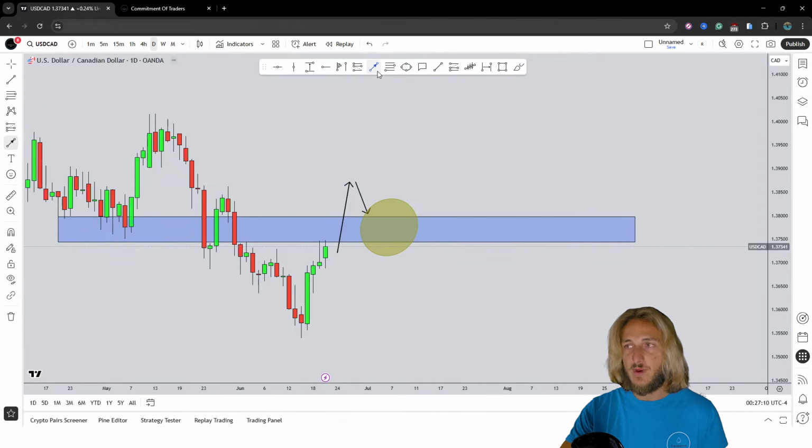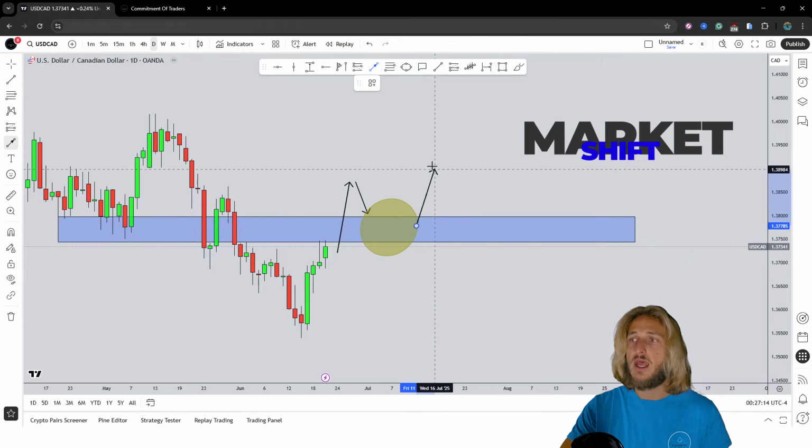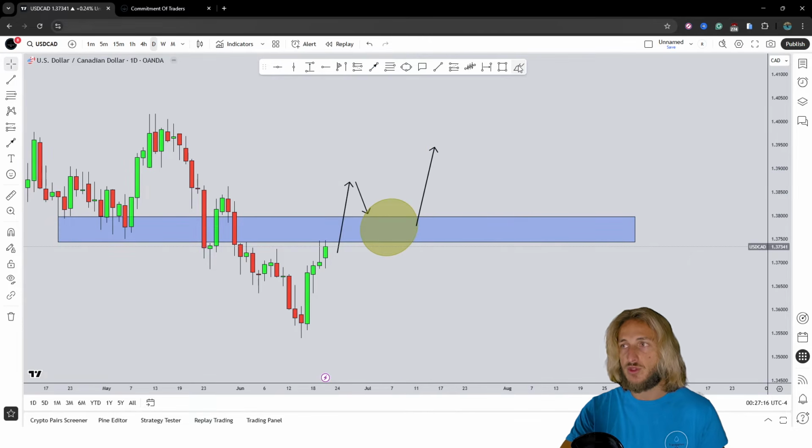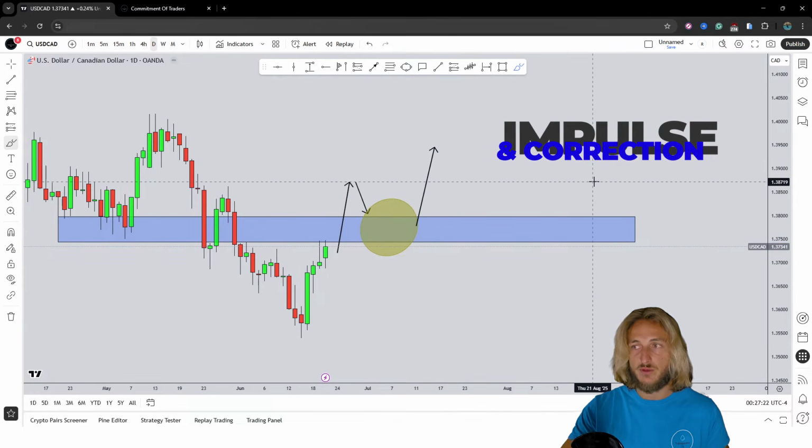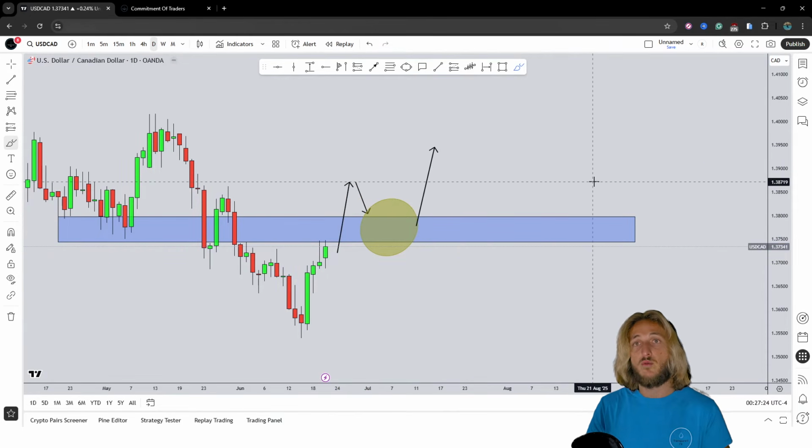Therefore, what I would expect is that if this market would shift from an intraday bearish to bullish market, I wouldn't be surprised to see a potential rejection to the upside away from this level for the market to complete this daily impulse, correction, and impulse pattern to the upside. That definitely wouldn't surprise me.